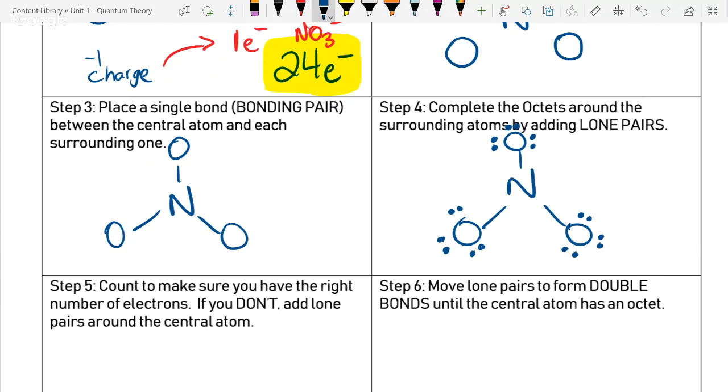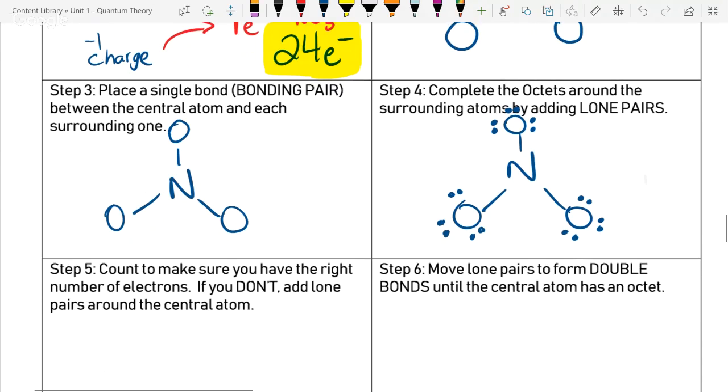I believe here it says complete the octets around the surrounding atoms. Okay, here's the deal. We don't know yet if we're going to have lone pairs on the middle atom or if we're going to have double bonds. That's going to depend on how many electrons there are total. Does that make sense? So we can't, other lessons say do that, and then if you have too many electrons, go back. The method I teach is do the surrounding atoms, then pause and count. So let's pause and count.